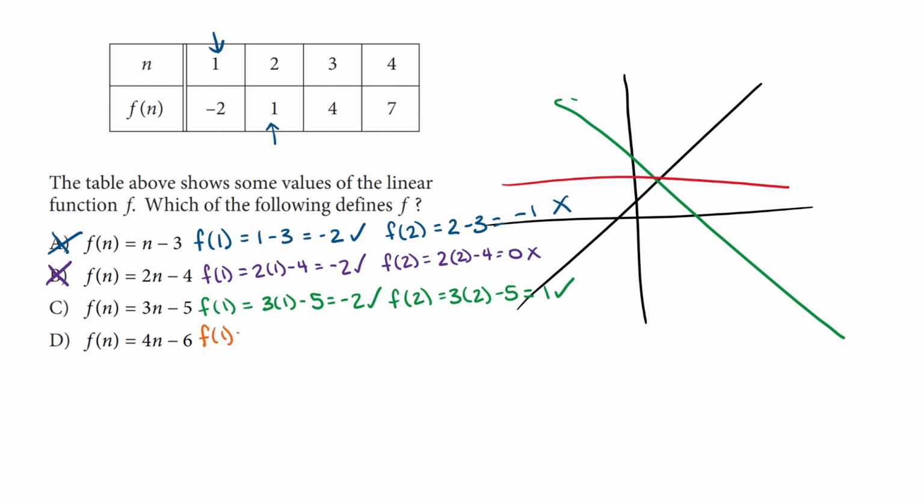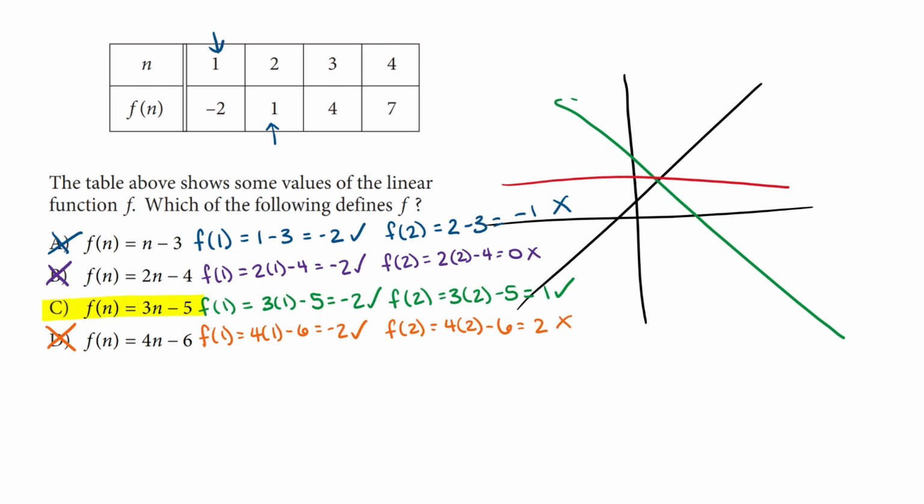F of 1 would be equal to 4 times 1 minus 6, which is negative 2. So that's true. F of 2 is 4 times 2 minus 6, which would be positive 2, and that's not true. So we know that letter choice C is our answer.